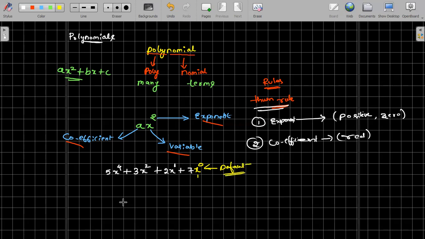Again, now this is an expression, an algebraic expression or polynomial. In this, we have to identify the degree. So the degree we have to identify.